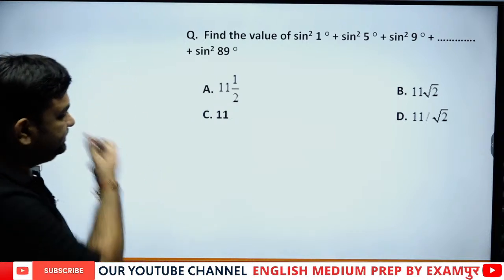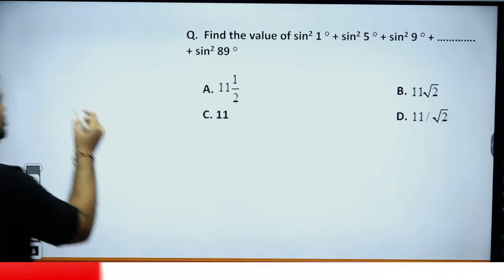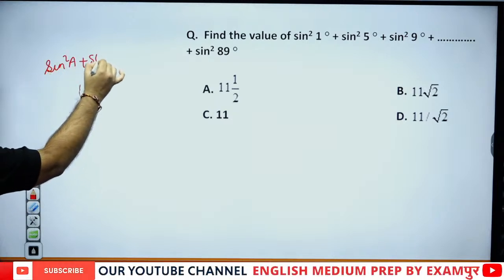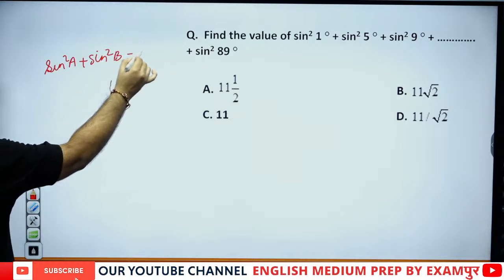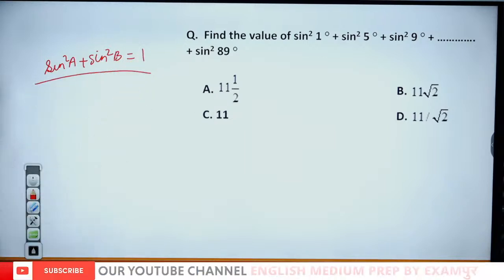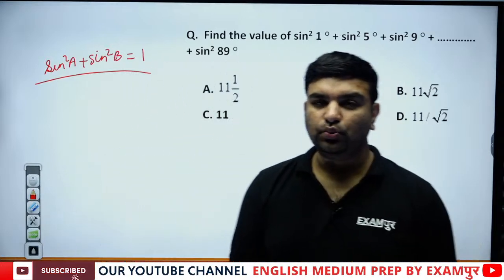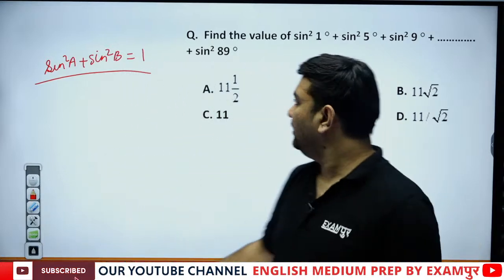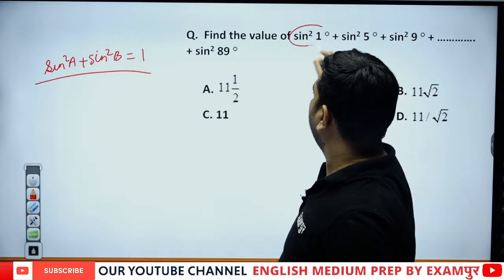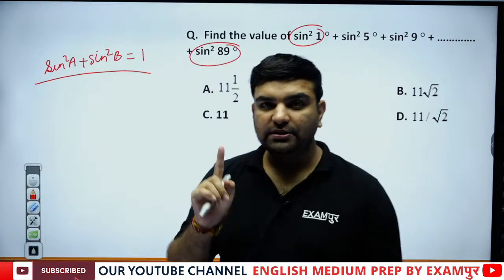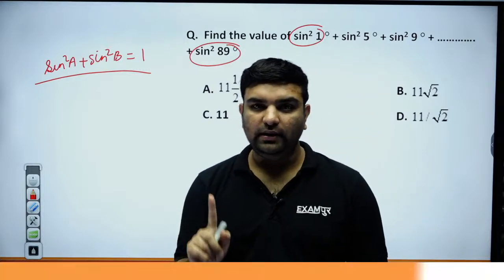Guys, I taught you that sin square A plus sin square B is 1 if the angles are complementary. So sin square 1 and sin square 89 will form 1.